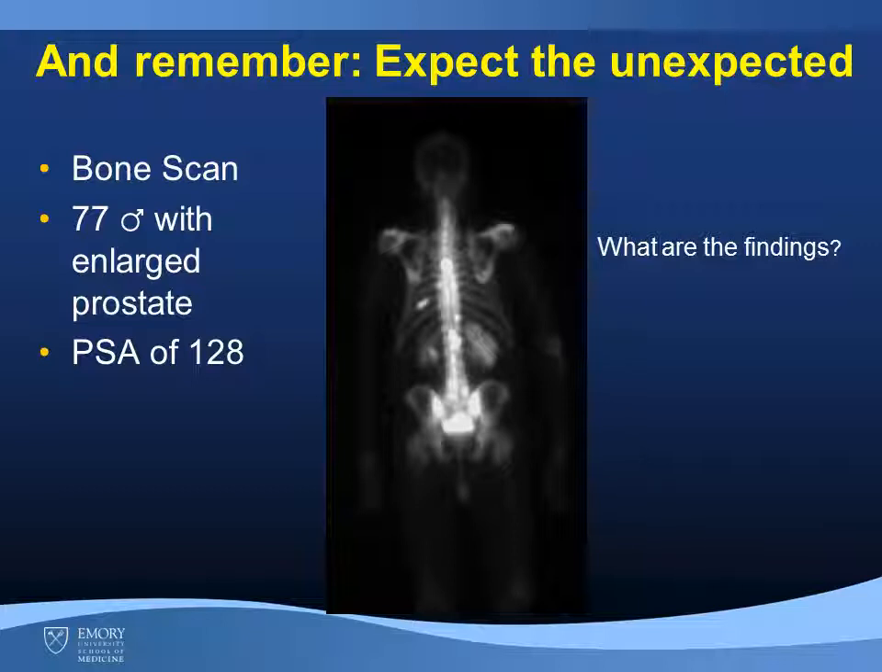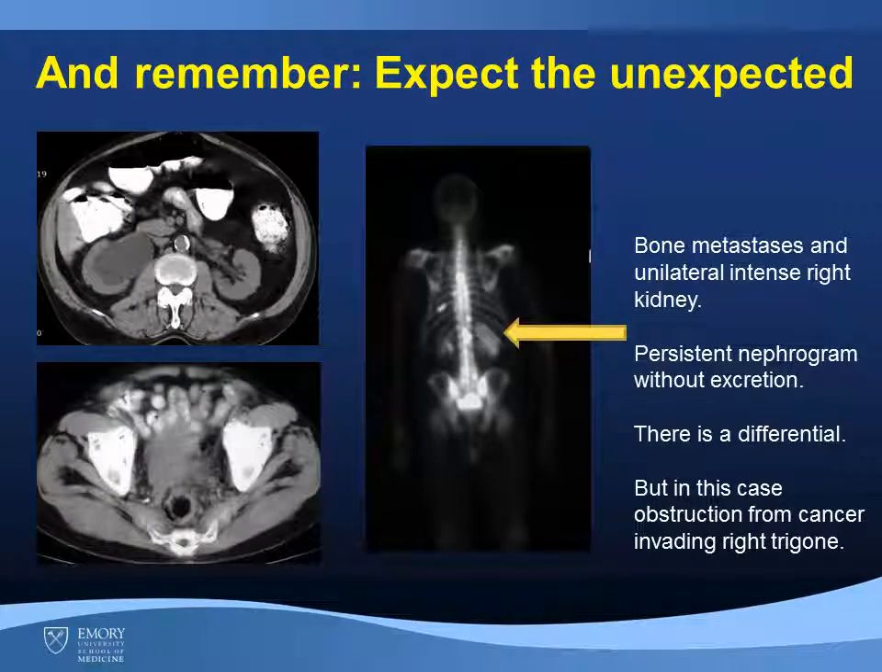Remember that the kidneys may be seen on many other exams, such as bone scan and FDG PET, for example. So what are the findings here? Well, first, we can look here at the bone, and we see there are metastases. But also, there's a unilateral intense right kidney compared to the left.